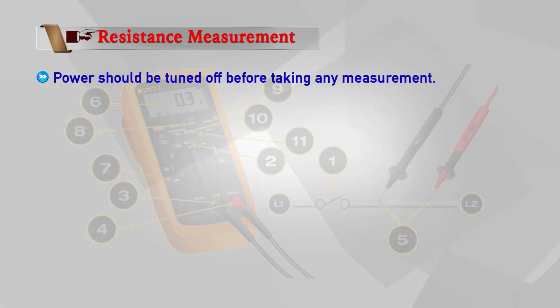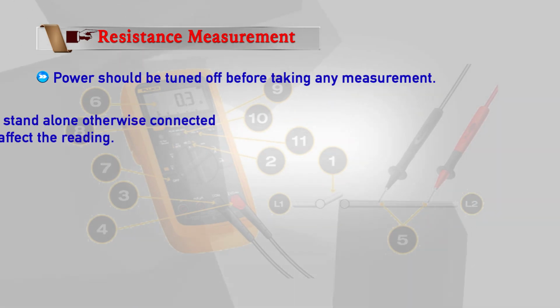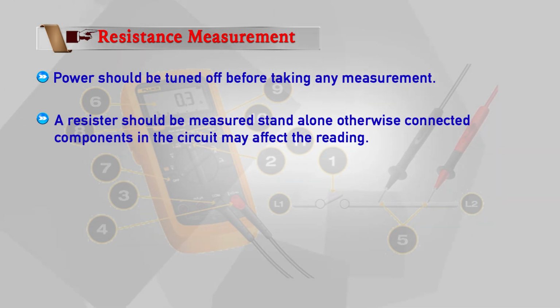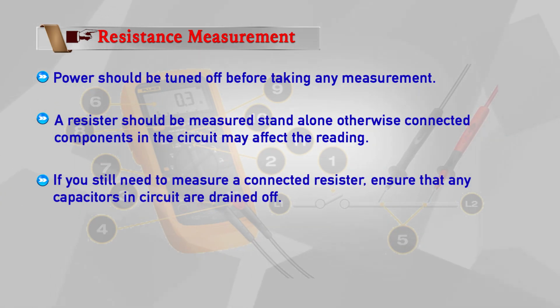Power should be turned off before taking any measurement. A resistor should be measured standalone, otherwise connected components in the circuit may affect the reading. If you still need to measure a connected resistor, ensure that any capacitors in the circuit are drained off.